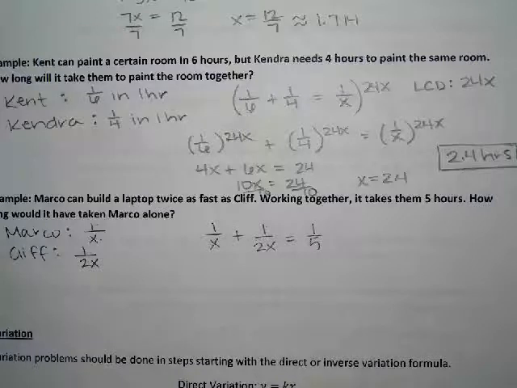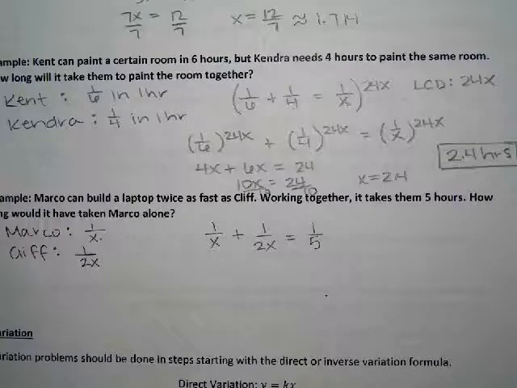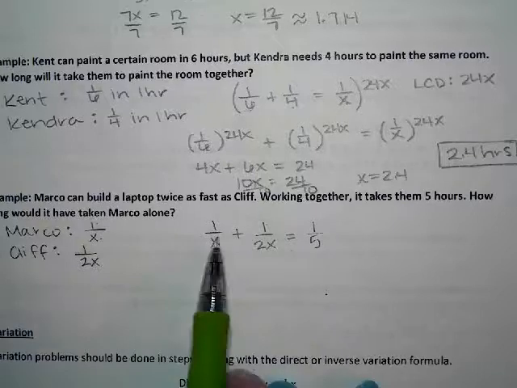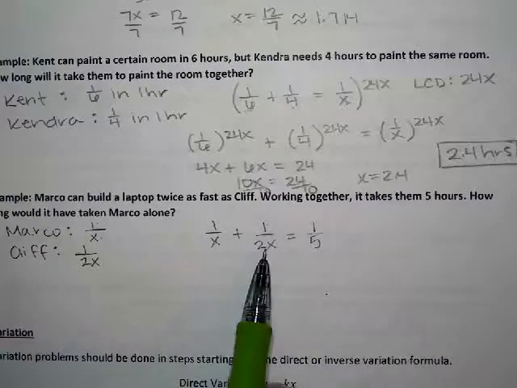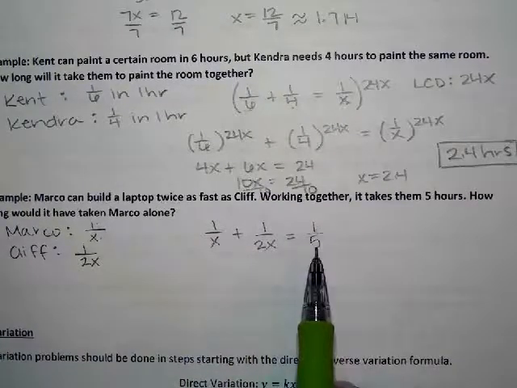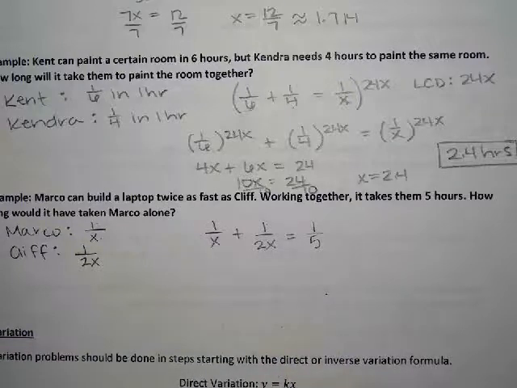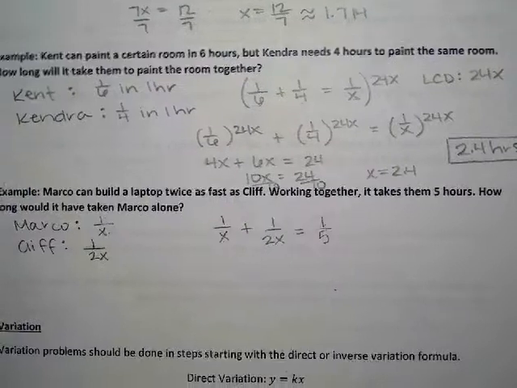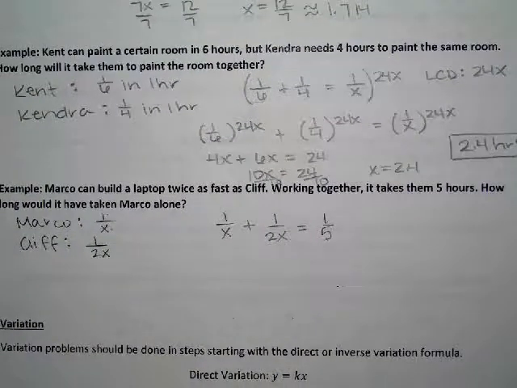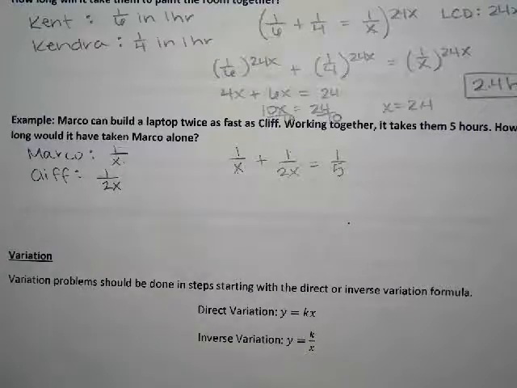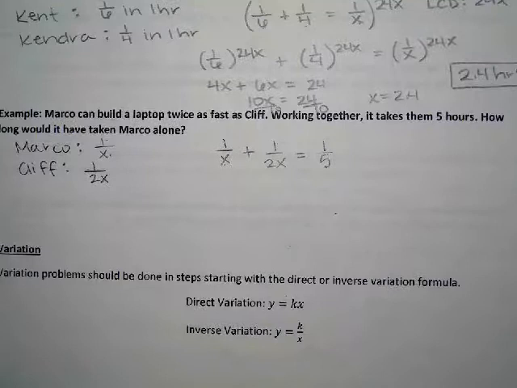So we're always thinking, how much could they get done in 1 hour? All right. So 1 over x in 1 hour plus 1 over 2x in 1 hour equals 1/5 of the job in 1 hour. Okay, are we comfortable with that? Kind of. Okay, so now what do we do to solve?